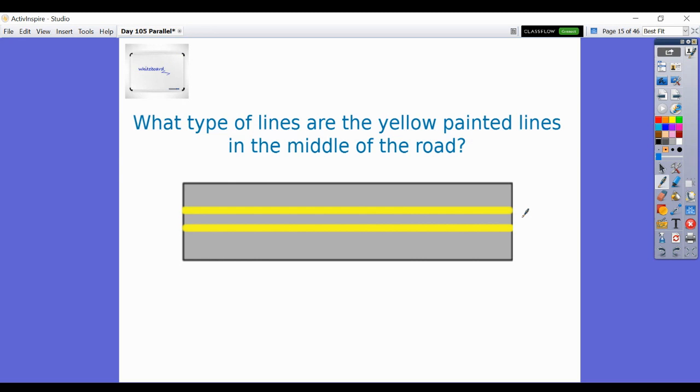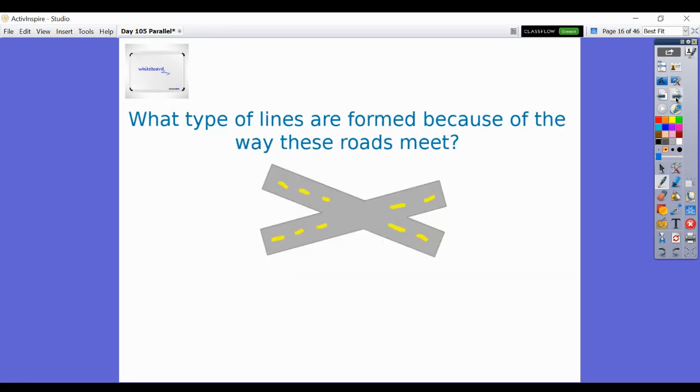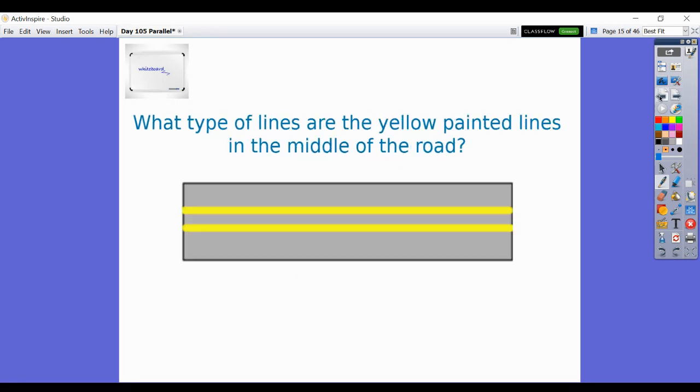Which type of lines are the yellow painted lines in the middle of the road? Pause, answer, and then play. Oh, you're right. Those are parallel lines. They are parallel lines.